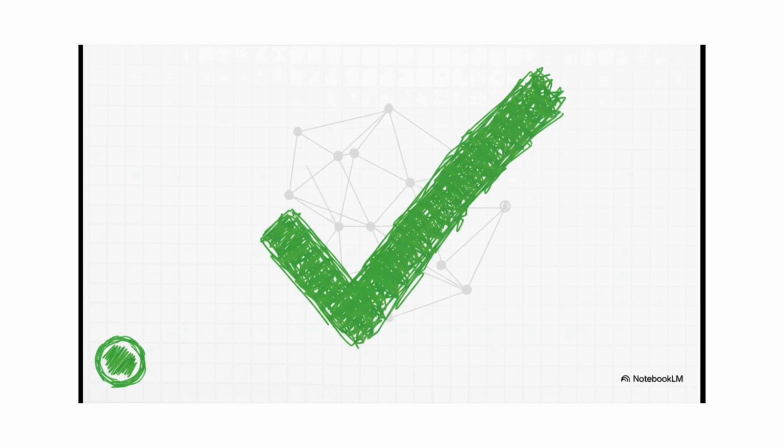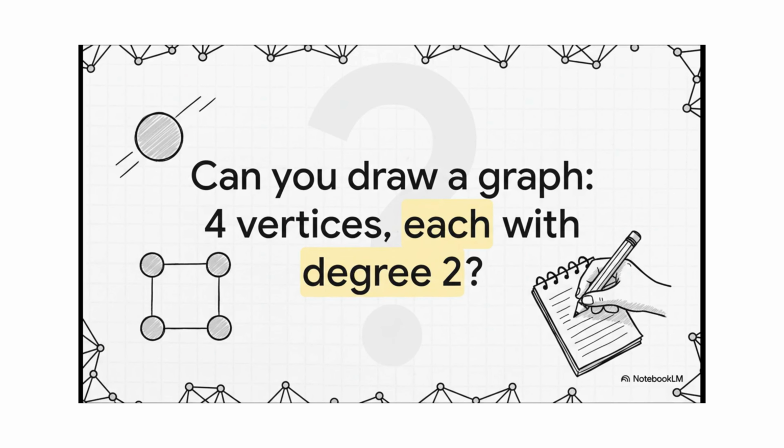We don't even have to pick up a pen and try to draw it. We already know it can exist. The math just proved it for us. How cool is that? Okay, so I'll leave you with a quick challenge to try on your own. What about this one? Can you draw a graph with 4 vertices where every single one has a degree of 2? First use the lemma, check the sum, and then see if you can actually sketch the thing out.